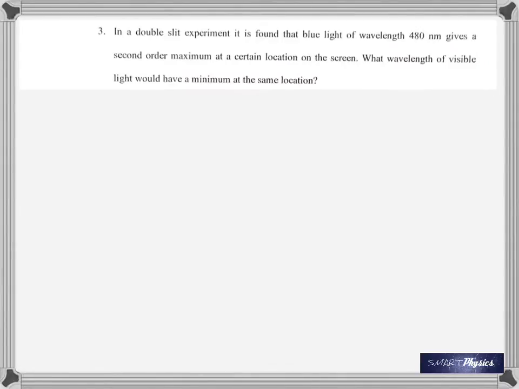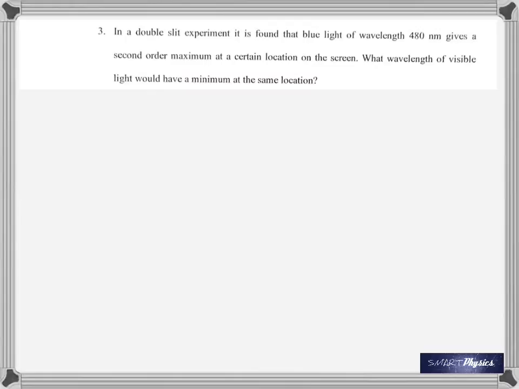In this question, it's a double slit experiment. It's found that blue light of wavelength 480 nanometer gives a second order maximum at a certain location on the screen. So x is not given. Now, what wavelength of visible light would have a minimum at the same location?